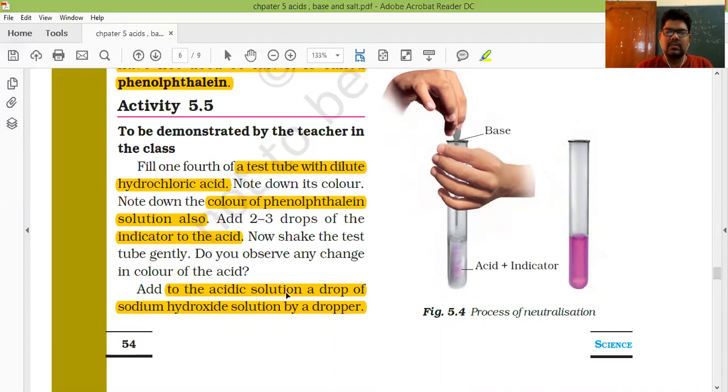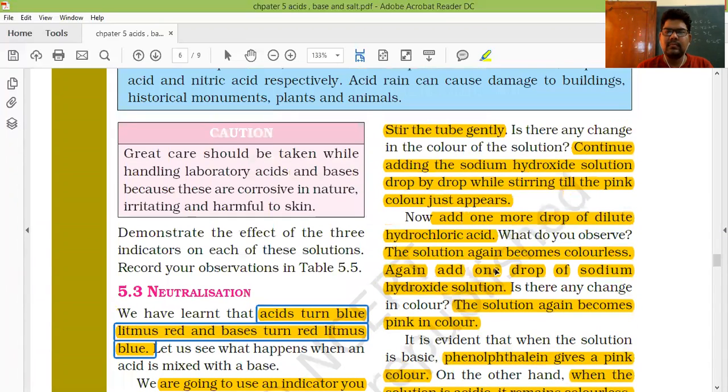Add to the acidic solution a drop of sodium hydroxide solution with the dropper. See in figure 5.4 the neutralization process. Acid plus indicator, add a base. Stir the tube gently. Is there any change in the color of the solution? Continue adding the sodium hydroxide solution drop by drop while stirring, till the pink color just appears.